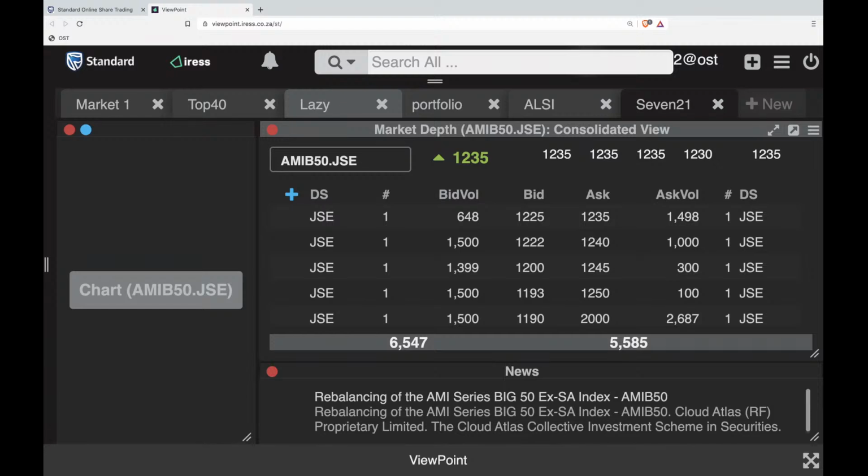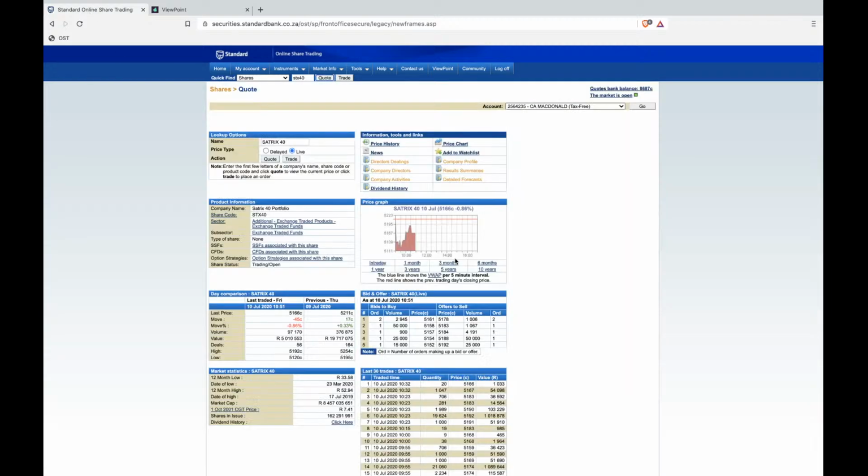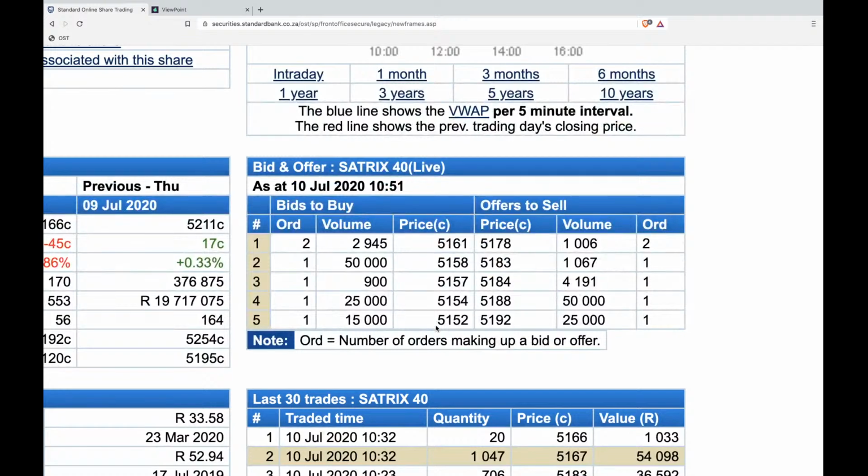William, you can choose live prices on OST. You absolutely can. It's still just going to give you a snapshot. As you go in, so back to the Satrix 40, you will note I default to live, but most of you would default to delayed. Because I've got Viewpoint, I don't pay for live prices on the website. I've paid a monthly fee and I can basically get as much as I want. But if you've got the delayed, you can click to live. The key difference is it is static.